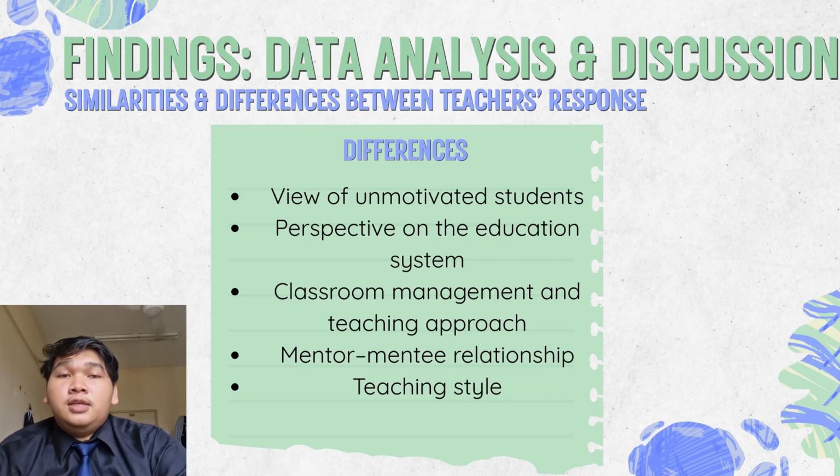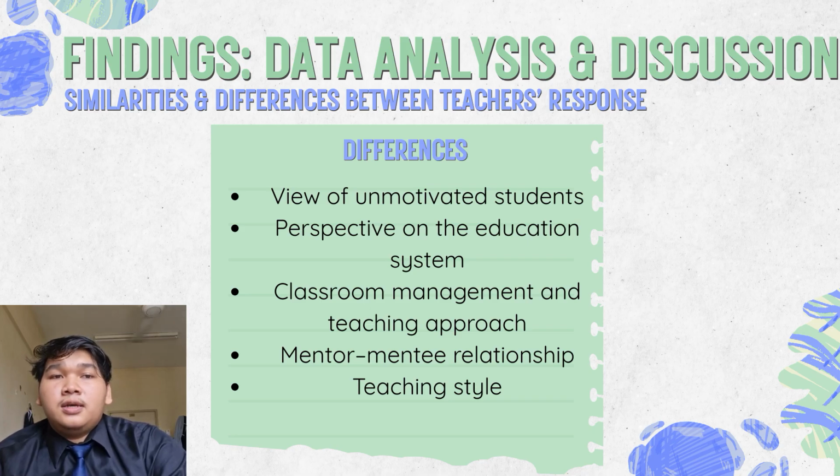In terms of their perspective on the education system, teacher 1 feels the system should be more flexible and student-centered. He values creativity and adapting lessons to meet student needs. Meanwhile, teacher 2 believes the system already provides a clear structure. She supports standardized goals and believes students should adjust to the system.